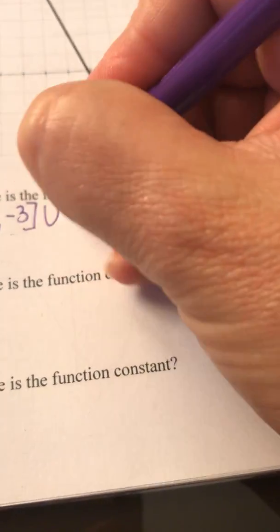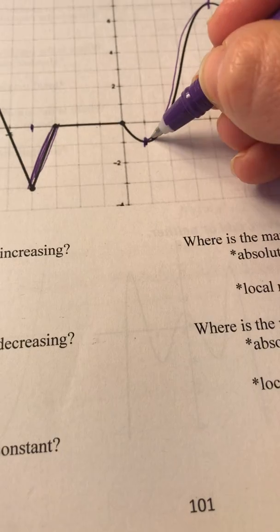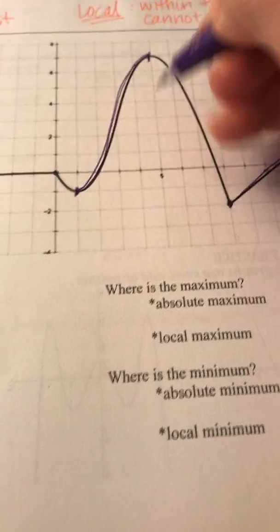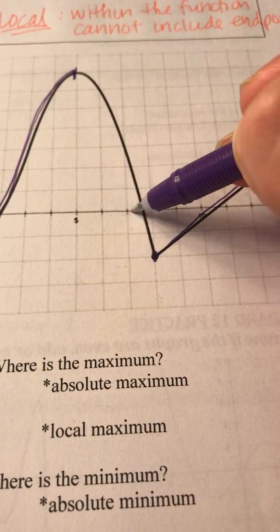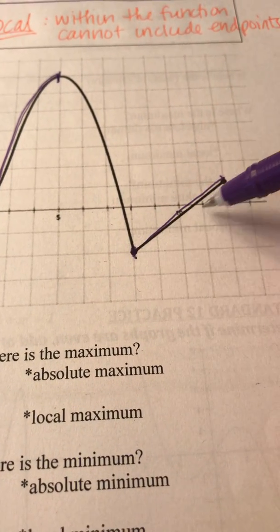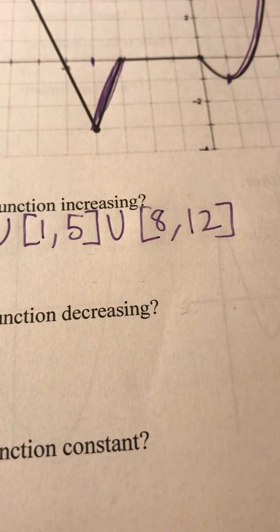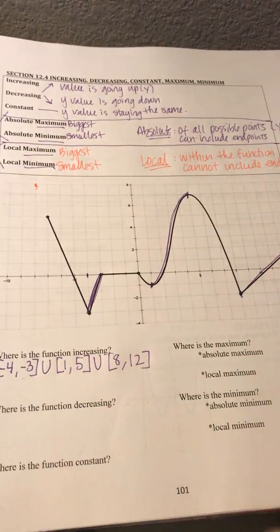Okay. We're increasing from +1 to, it increases all the way to here, which is +5. And finally, we're increasing from 5, 6, 7, 8, all the way to 10, 11, 12, 8 to 12. Okay, so these are all of my increasing sections of the graph.